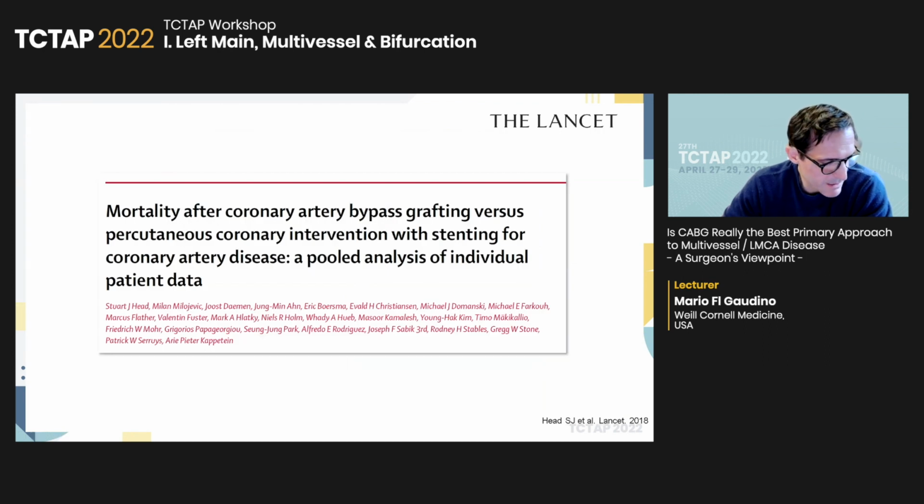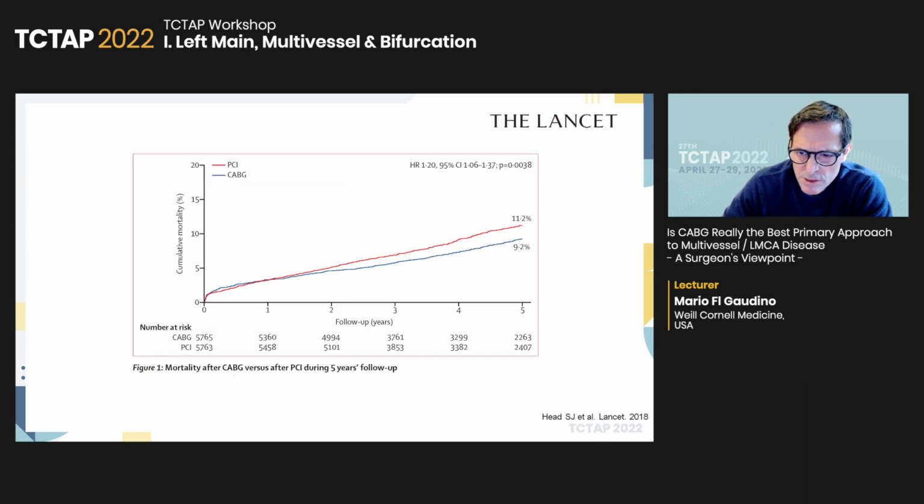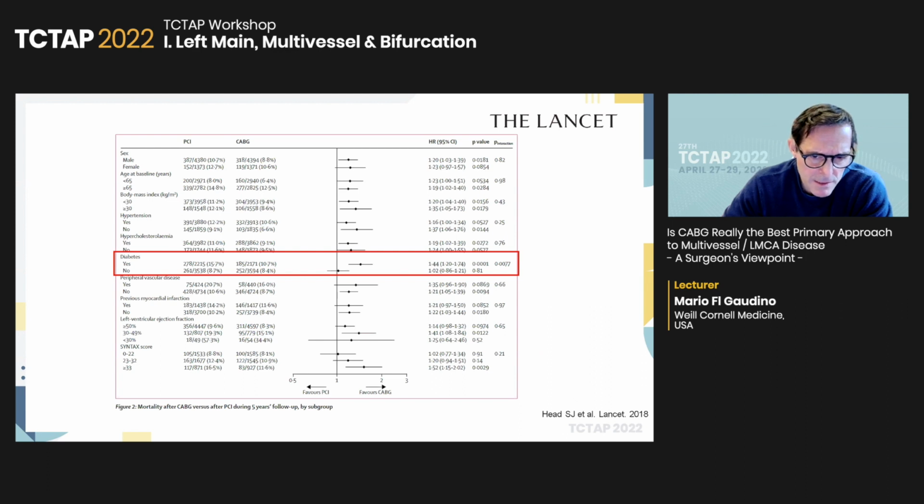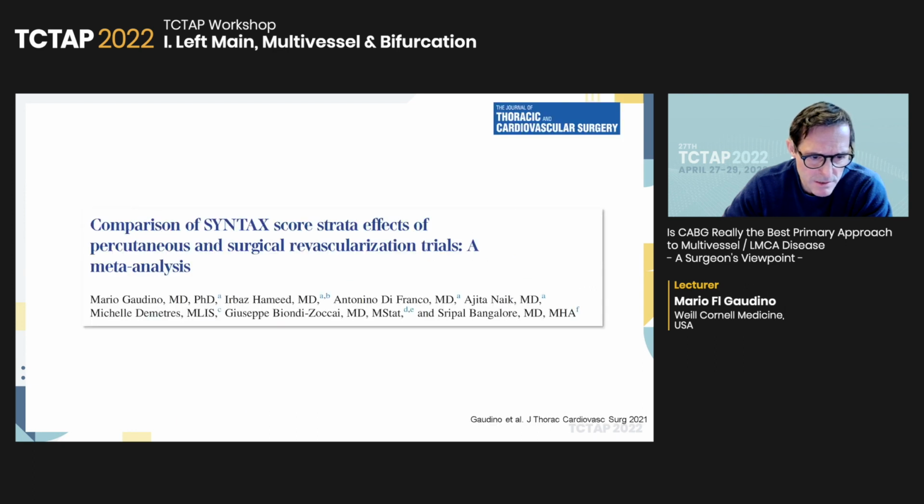In this individual patient data meta-analysis of trials of 11,000 patients, surgery was associated with a survival benefit at 5 years, but we need to acknowledge that most of the trials pooled here were relatively old and do not represent current practice, in particular in the PCI arm, and the benefit seems even more evident in patients with diabetes.